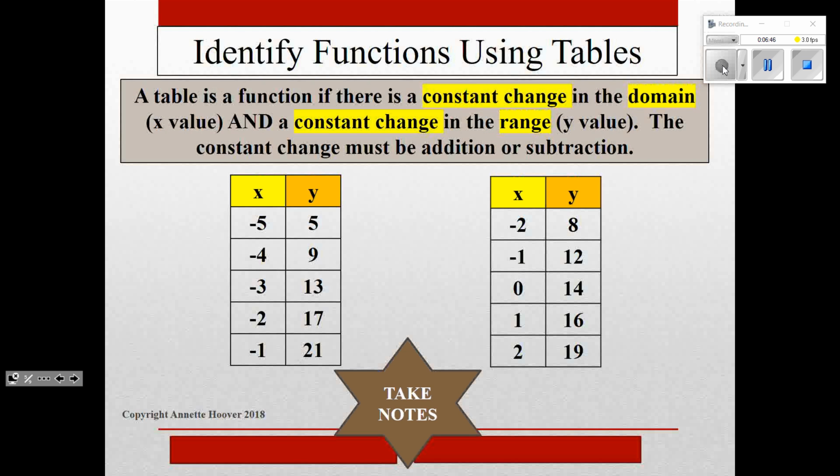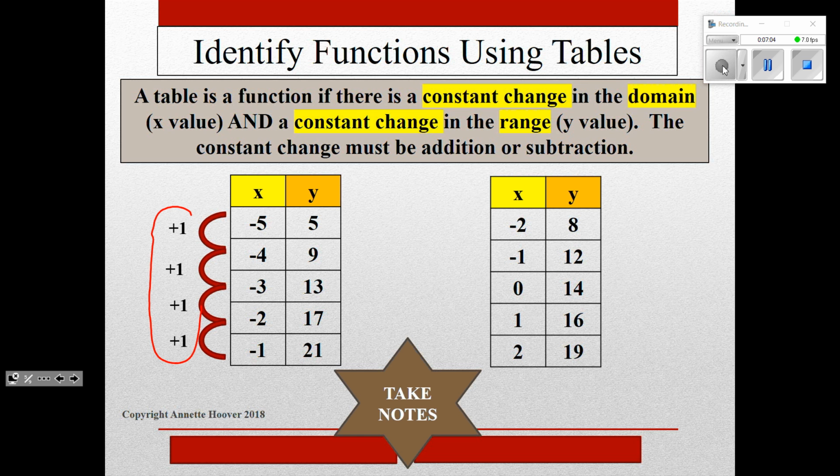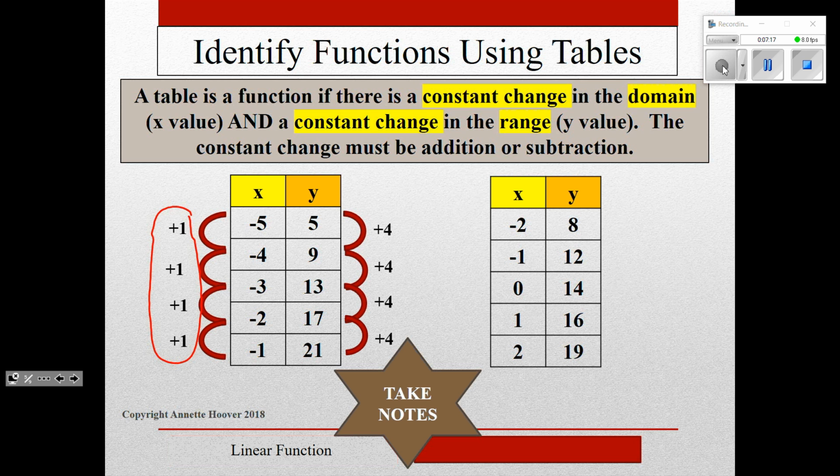Same thing, let's try it again. First, check to see if it is a function. Did the x value ever repeat? It does not. So let's see what type of change there is in the domain, or the x values. This is going up by 1, up by 1, up by 1, and up by 1. So this is our constant change in the domain. Let's check the y, or the range. Plus 4, plus 4, plus 4, plus 4. Again, you see the constant change in the domain and the range with addition or subtraction. So that is a linear function.